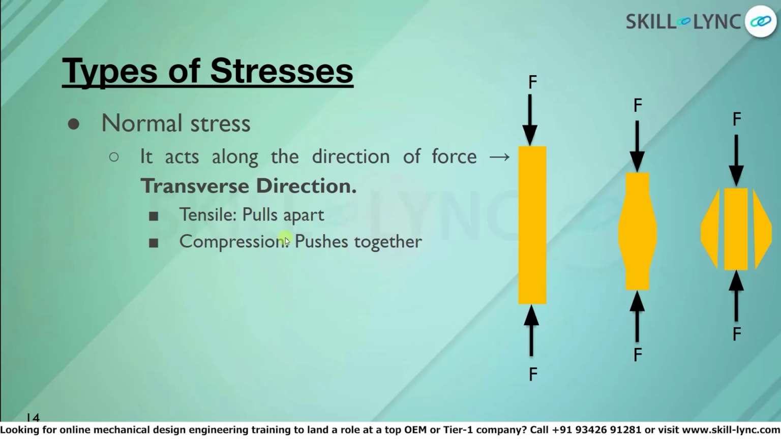The deformation caused by normal stress is always along the direction of the force. Normal stress is equal to force divided by the cross-sectional area of the material, as we discussed earlier. In the case of tensile forces, the object will elongate and reduce in cross-sectional area and eventually break. While in the case of compression, the material will become shorter and increase in cross-sectional area and eventually break. In both cases, the deformation occurs along the line of the force.